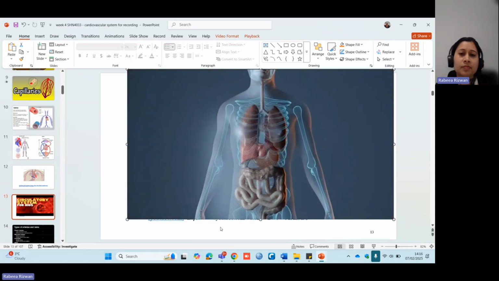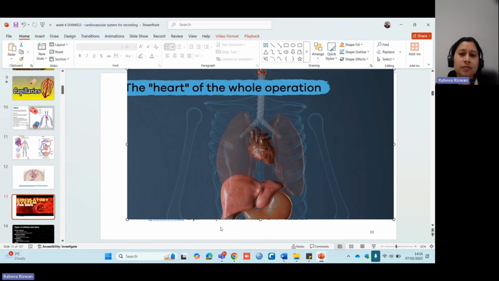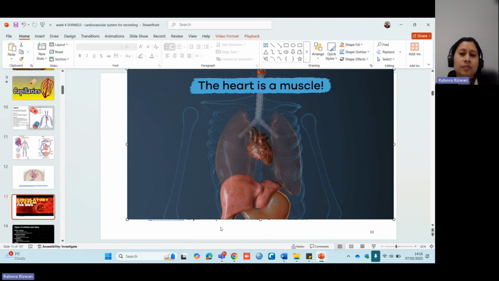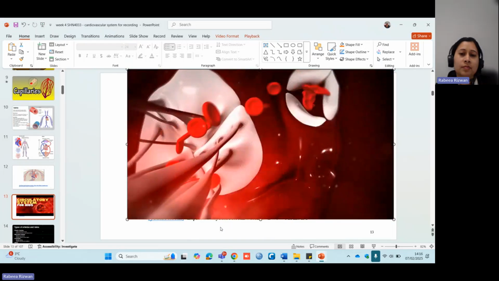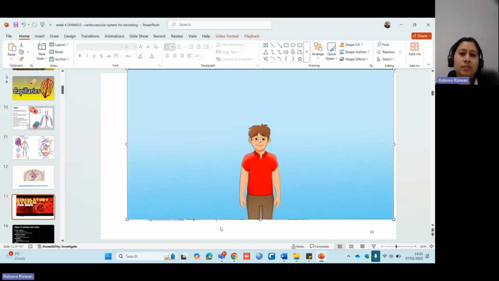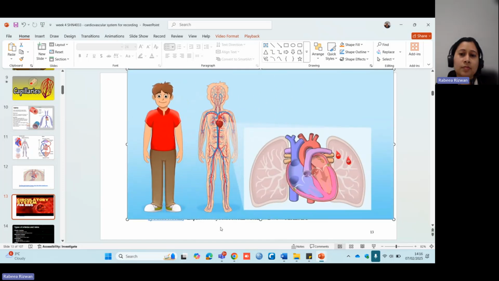And the heart is, well, the heart of the whole operation and the muscle. Get it? Because the heart is a muscle. Without the heart, the circulatory system would not work. The circulatory system circulates or transports blood to and from the heart and also carries oxygen and nutrients to every cell in the human body.